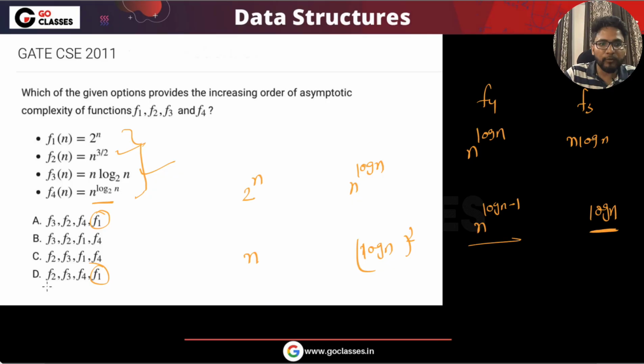Between f2 and f3 also we need to see between these two. So let's just compare n power 3 by 2 and n log n. You can easily compare. If you cancel out the common term, it will be 3 by 2 minus 1, which is n power 0.5, right? It is 1.5 minus 1, so it is n power 0.5. So obviously n power 0.5 is greater. So f2 is greater than f3, right? So I think A is the correct answer. Okay.